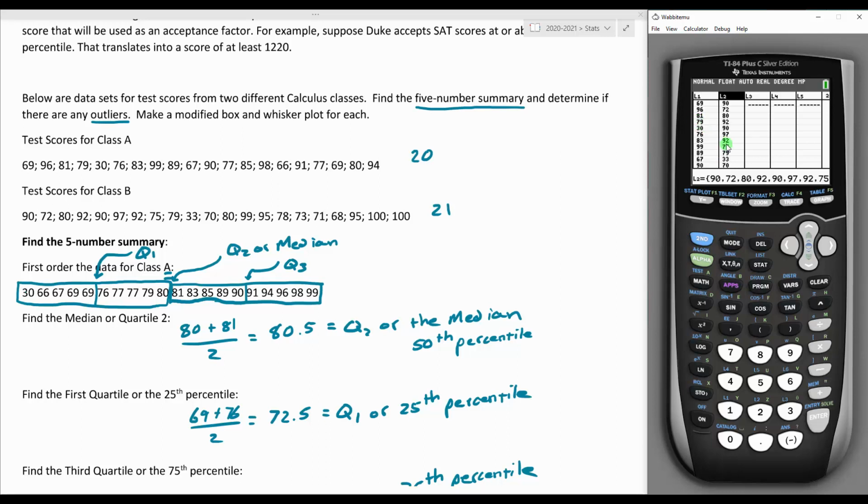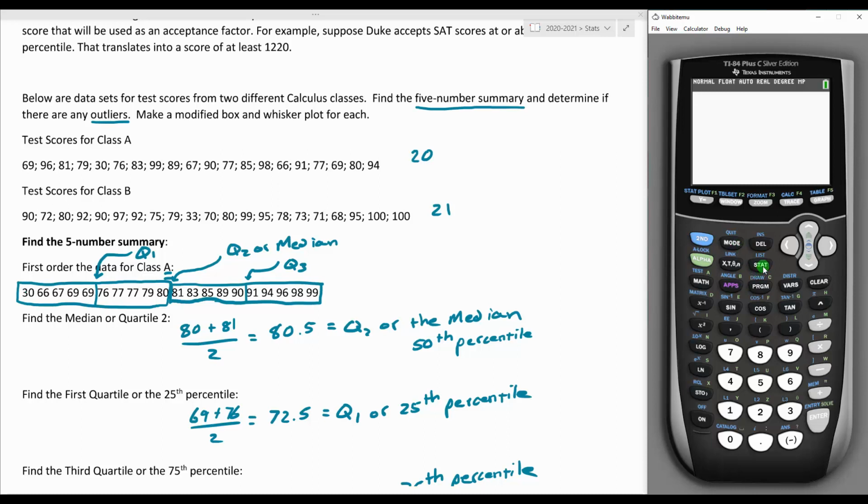Now, I told you there was a quick way to sort it, so let me show you how to do that. Once you've got the data entered into the calculator, you can quit out. The calculator automatically saves it. So if you go back, you'll notice that it's still there even if you exit out of that screen. Okay. So I want to order my data.